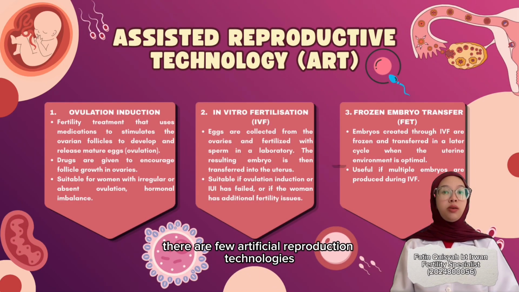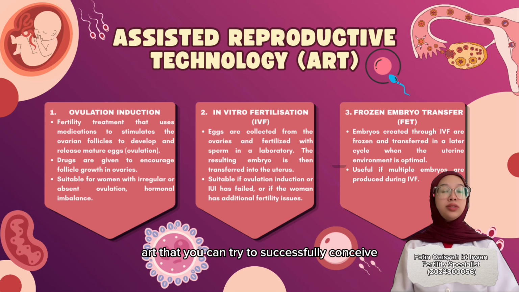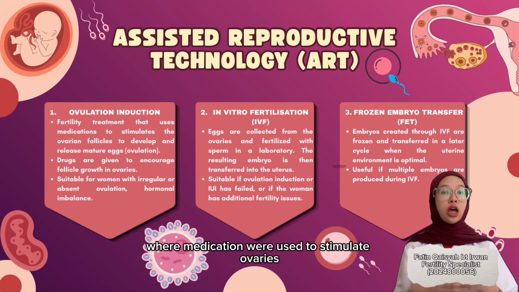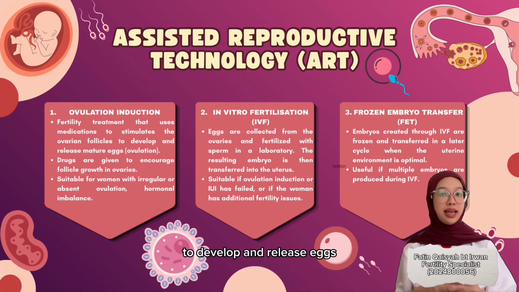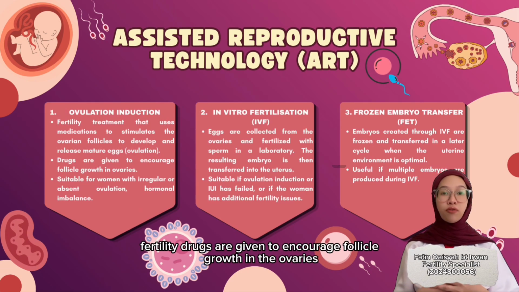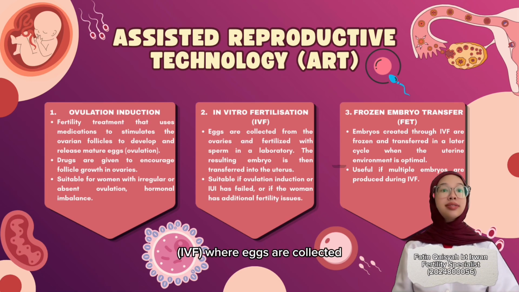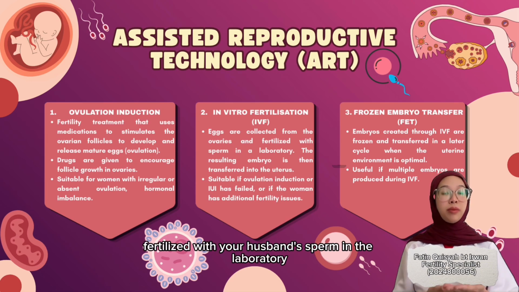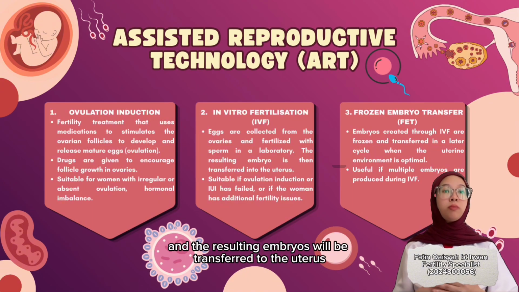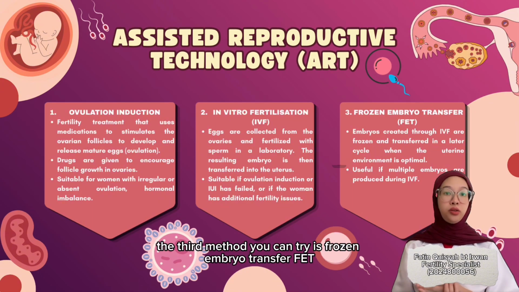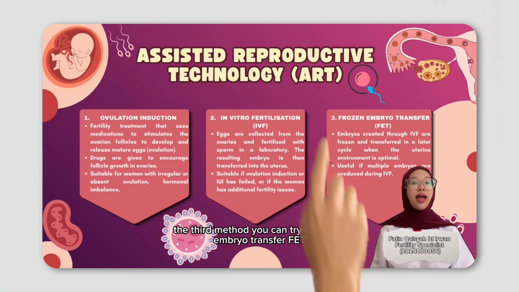There are a few artificial reproduction technologies that you can try to successfully conceive. The first one is ovulation induction, where medication is used to stimulate the ovaries to develop and release eggs. Fertility drugs are given to encourage follicle growth in the ovaries. Second is in vitro fertilization, IVF, where eggs are collected, fertilized with your husband's sperm in the laboratory, and the resulting embryos will be transferred to the uterus. The third method you can try is frozen embryo transfer, FET.